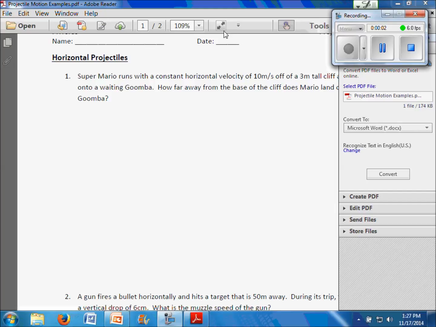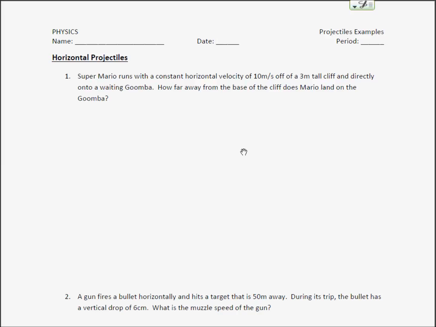Okay, everybody, here we go. We're going to do a couple examples of horizontal projectiles here. Now remember that horizontal projectiles are projectiles that are launched at a perfectly horizontal velocity. We're going to see that as a key word in all of these examples. This is going to be important when we mix them all together.